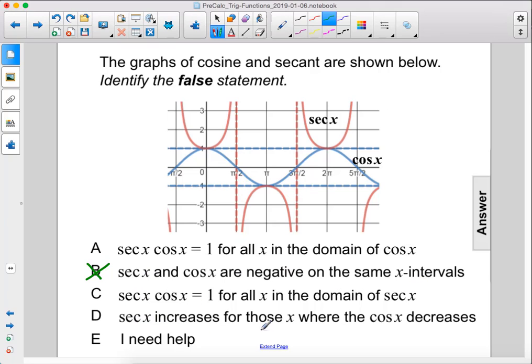Secant x increases for those x where cosine x decreases. That is also true. So here, cosine x is decreasing while secant is increasing, and you can see that all along the graph, so that is true.